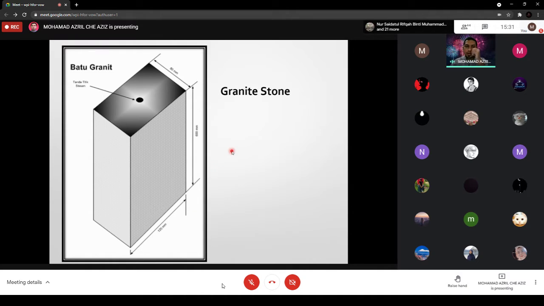Next, granite stone. Sometimes this was used in the old days, and in some rural areas you will find this granite stone, especially in the river area, the area near the river.